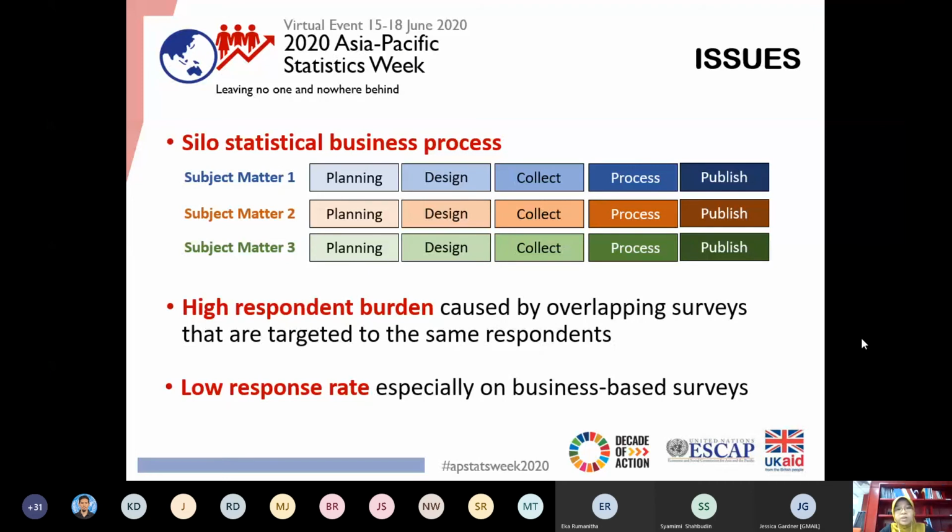The high burden on respondents makes them reluctant to participate in BPS surveys, and this condition leads to low response rates, especially on business-based surveys, which usually range from 60% to 80%.